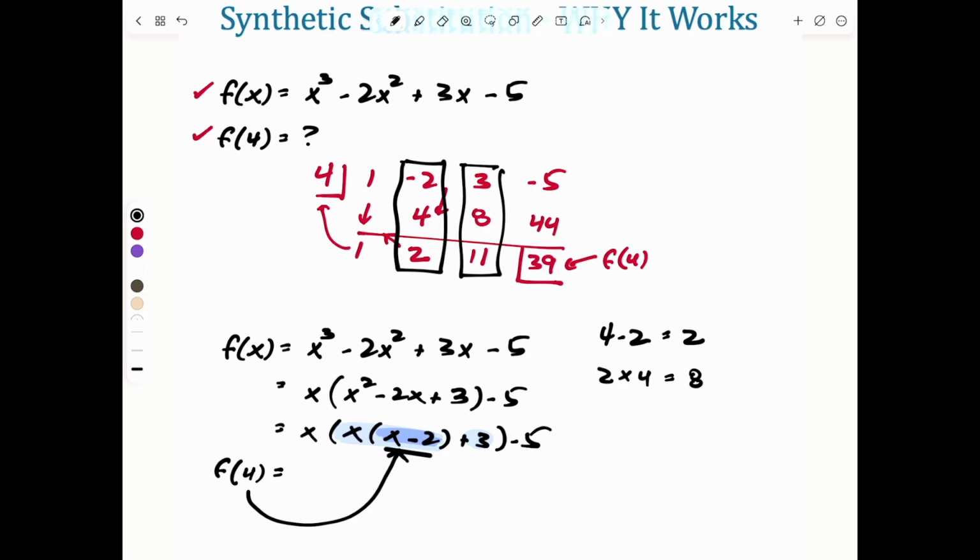Once I've established this value of 11 on the inside, I multiply it by 4, which is 44. And there's my 44. And when I have my 44, I subtract 5 from it to get 39.